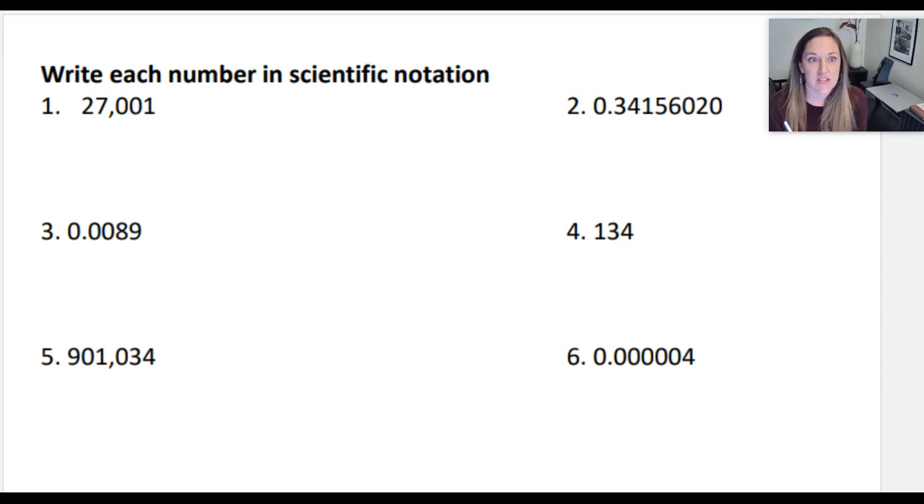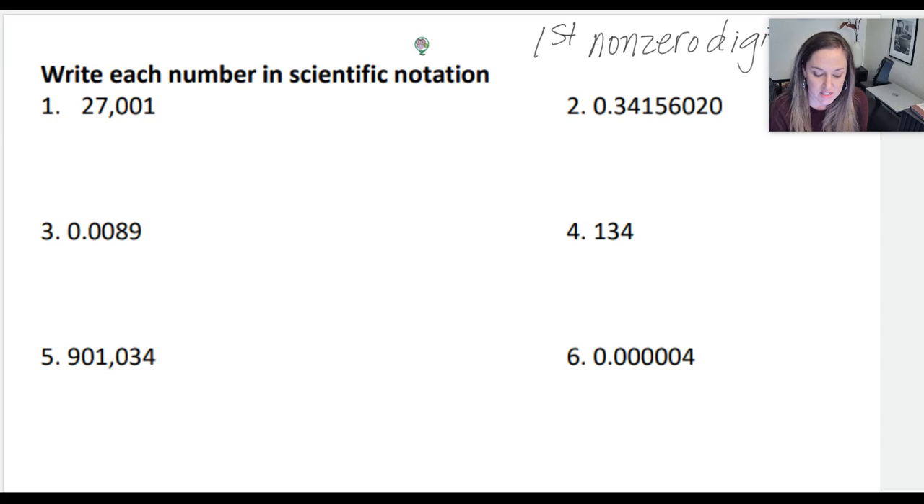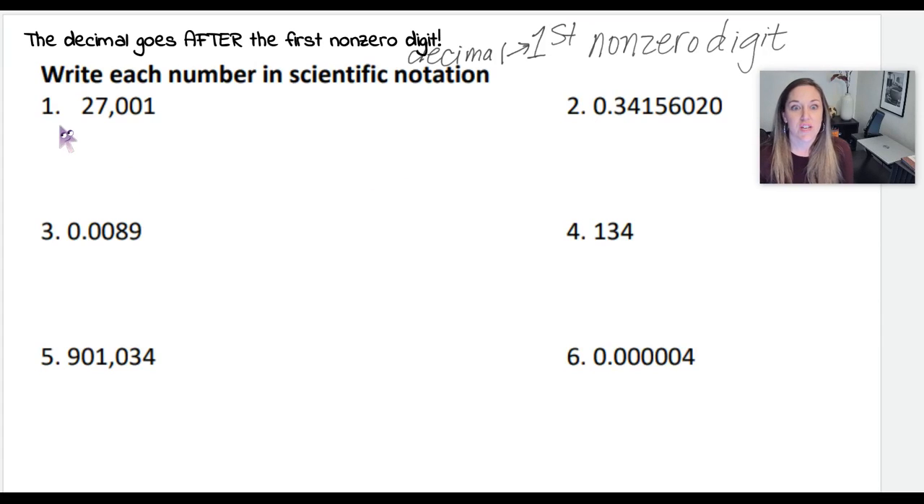The big idea with scientific notation is the decimal has to be right after the first non-zero digit. First non-zero digit. Let me write that. Okay, that's where the decimal belongs in scientific notation. So they put the decimal right after the very first non-zero digit. Okay, so let's look at number 1.